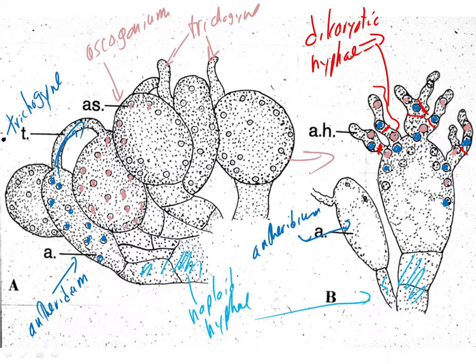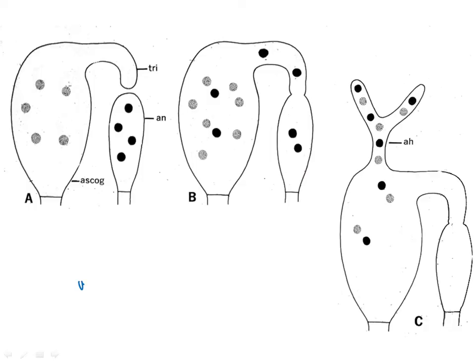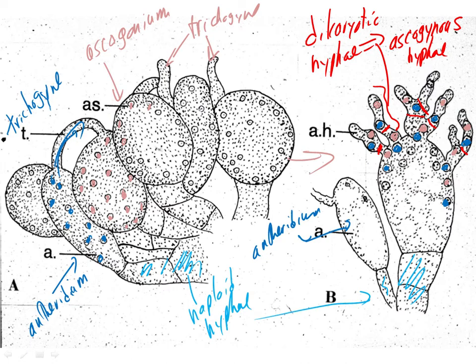What would you term this now? You had to make up a term for these dikaryotic hyphae that are growing out of the ascogonium. Ascogonium hyphae growing out, what would you call them? Yep, it's got to be asc something. They're ascogenous hyphae. And the dikaryotic ascogenous hyphae grow out of the ascogonium. Here it is again. Okay, we'll do it again.